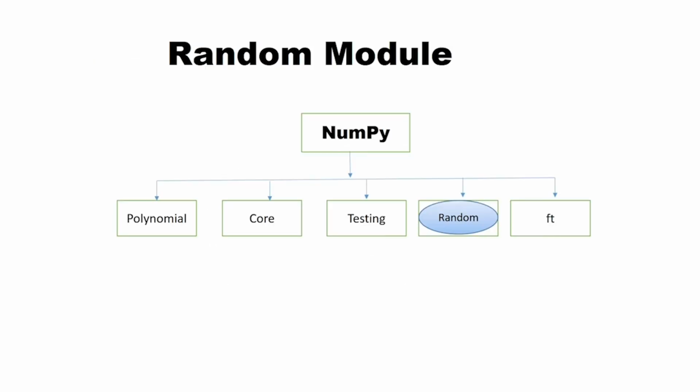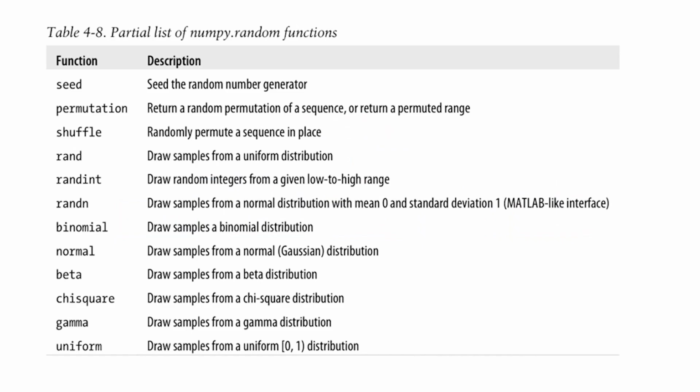The NumPy library has different modules: polynomial, testing, random, or Fourier modules. But today I want to focus on the random module. The random module has different methods as listed here, like rand, permutation, shuffle, up to uniform. Let's start with randint. Let's go to VS Code to test one of these methods.